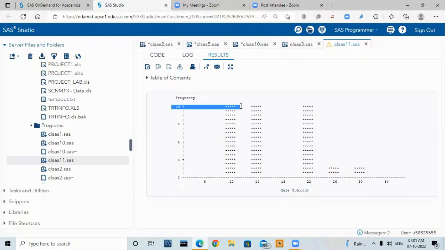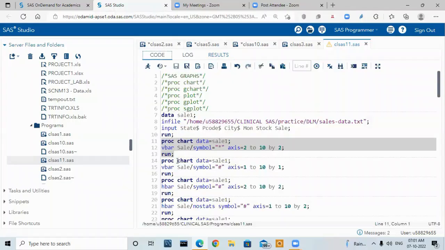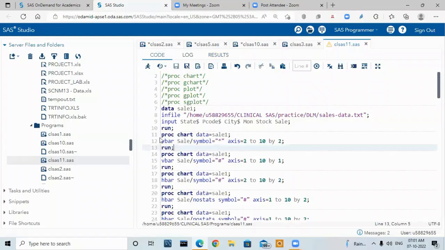Understood? So in this way, you can find out the frequencies, taken on the y-axis, and the sale values, taken on the x-axis. And the type of graph is known as what? V bar. What do you call this type of graph? V bar, vertical bar. So once again, what is actually the vertical bar? How can we draw the vertical bar here?